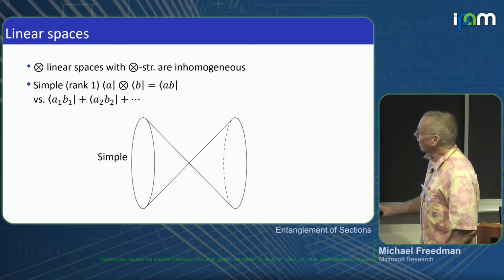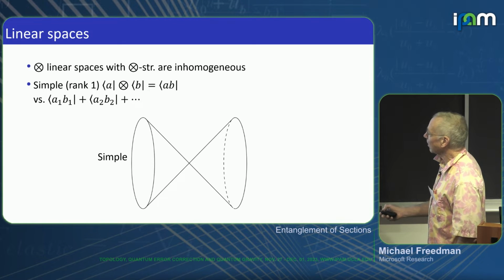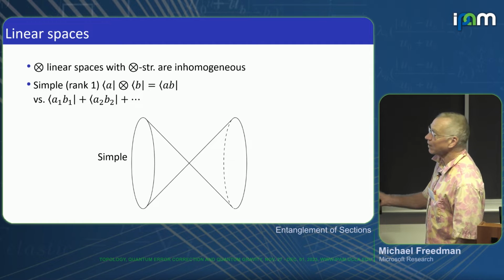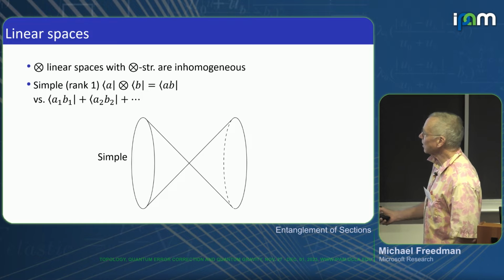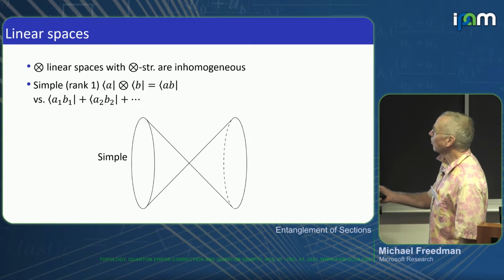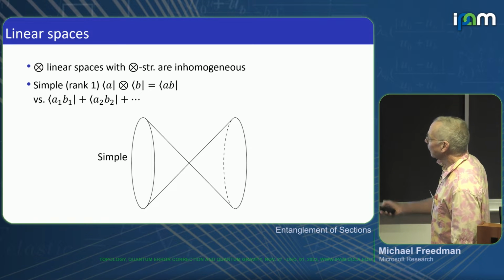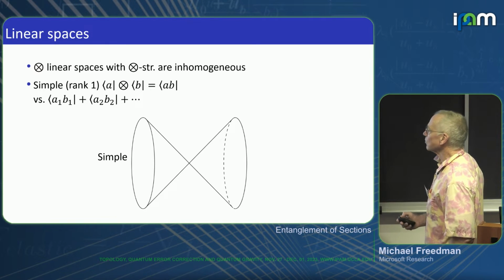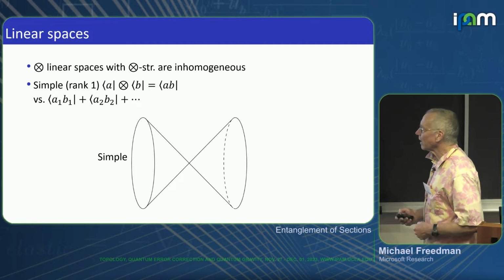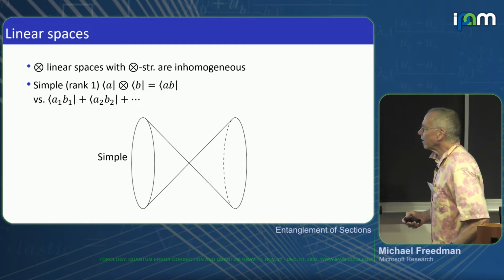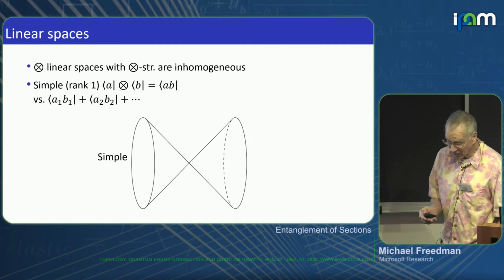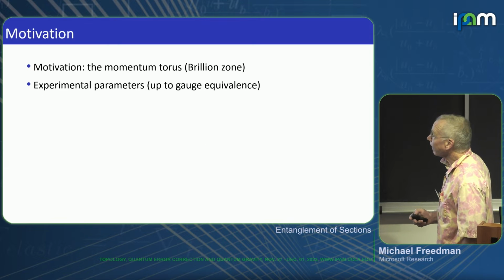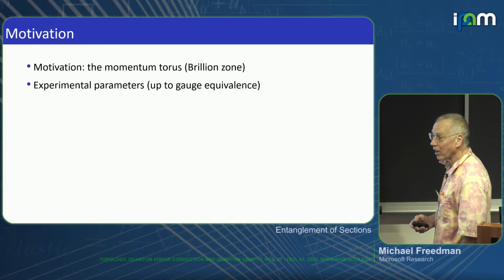And my icon for simplicity is a quadric, because this is a quadratic equation that has to be satisfied for vectors to be simple. So it's some complex codimension 1 variety, in the lowest dimension, giving you the directions which are simple. And it's this inhomogeneity that is the focus of quantum information and will be our focus as well. Okay, so what's the motivation for combining these two subjects?